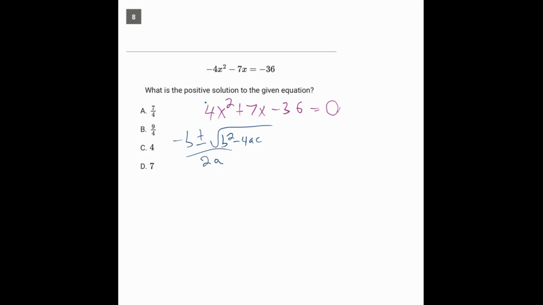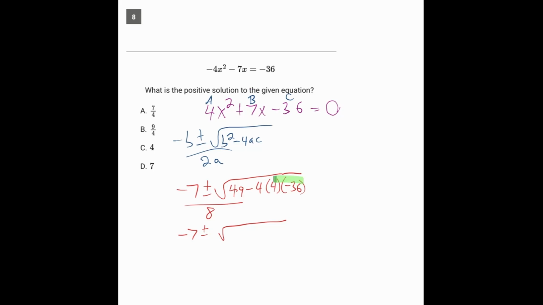In our situation, a is the number 4, b is the 7, and c is the negative 36. So negative b is negative 7 plus or minus the square root of b squared, 7 squared, which is 49, minus 4 times a, 4, times c, negative 36, all over 2a, which is 2 times 4. So multiplying out the negative 4 times negative 36, that's positive 576.